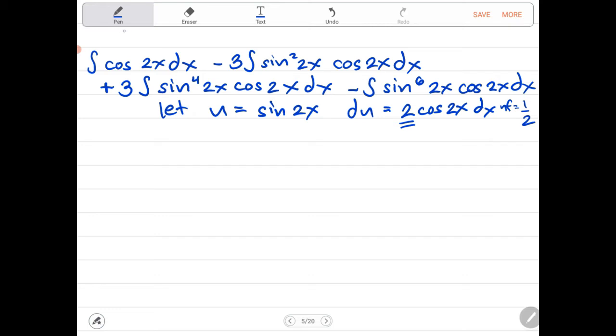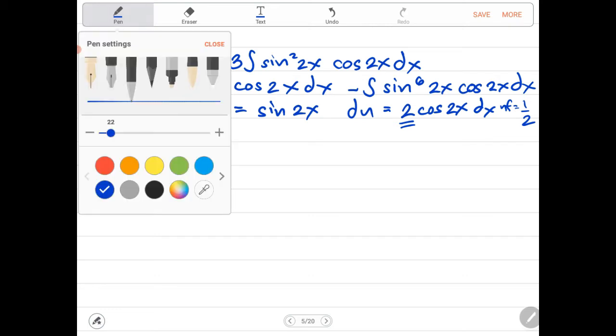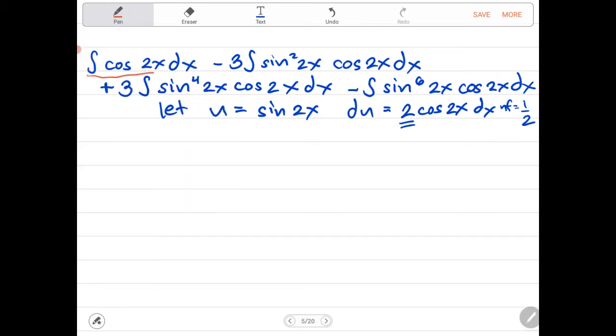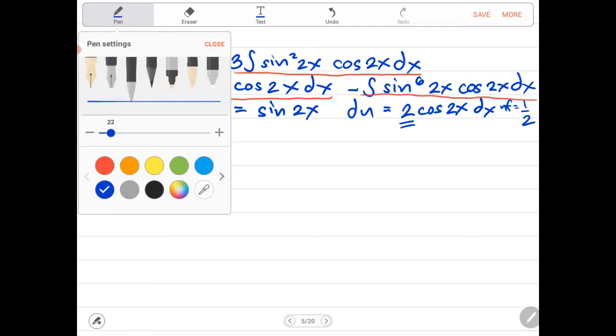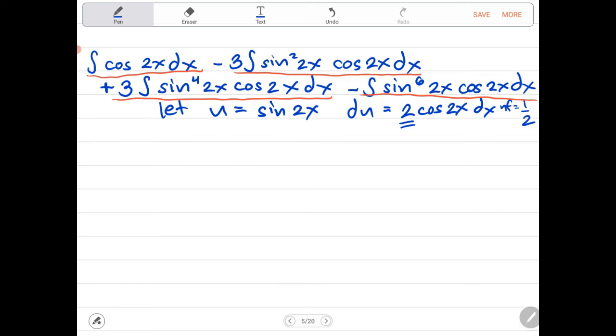Let us underline them one by one so we can see. This is the first term, second term, third term, and the fourth term. So what is the integral of cosine 2x? Very good. The integral of cosine 2x is sine 2x over 2. So we can now integrate directly the cosine 2x because that is in our previous formula.